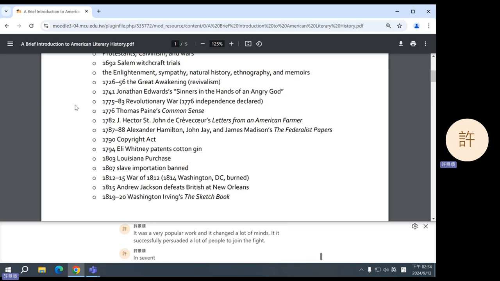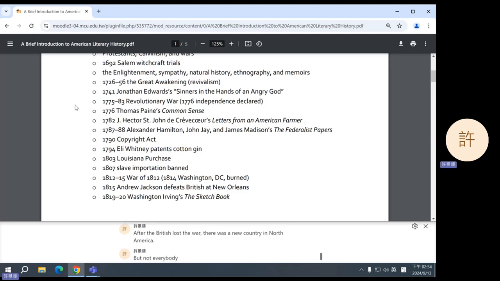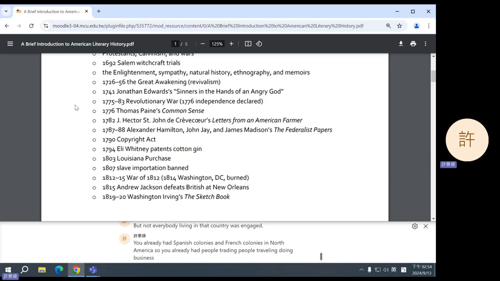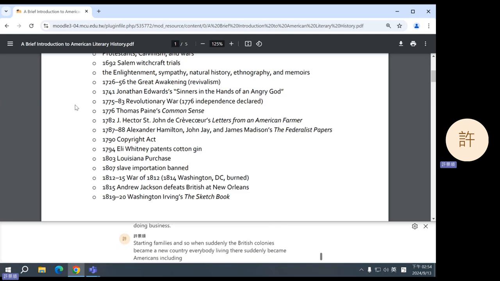In 1782, J. Hector St. John de Crèvecoeur published Letters from an American Farmer. He was French. After the British lost the war, there was a new country in North America. But not everybody living in that country was English. You already had Spanish colonies and French colonies in North America. So you already had people trading, people traveling, doing business, starting families. And so when suddenly the British colonies became a new country, everybody living there suddenly became Americans, including this guy who started out as a French colonist and suddenly became American.